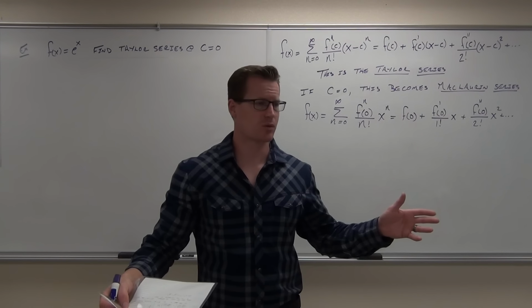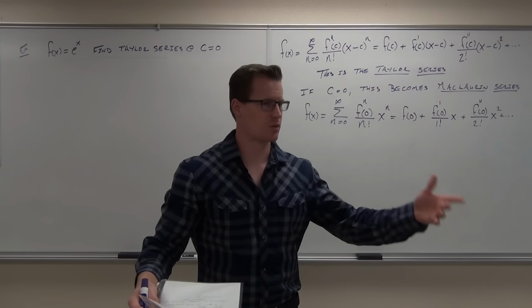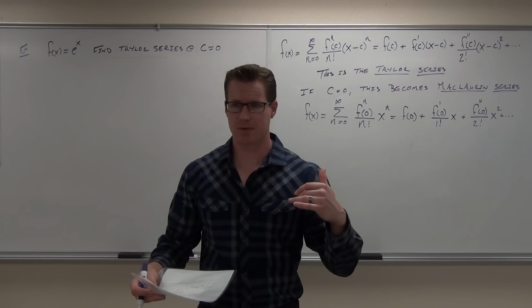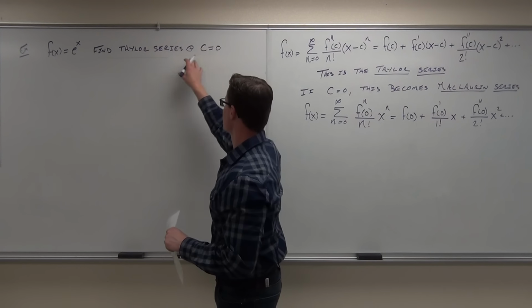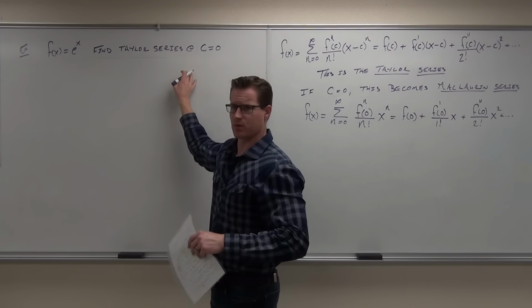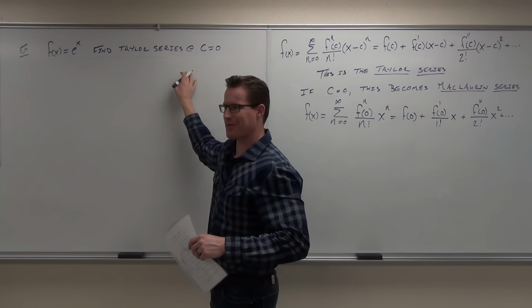Do I have to say find the Maclaurin series at c equals 0? No. I just say find the Maclaurin series, and that would be exactly the same thing as what I just said right here. So if I say find a Taylor series at c equals 0, this means find the Maclaurin series. That's all it means. You okay with that? Mm-hmm.